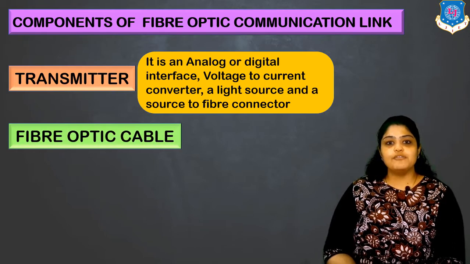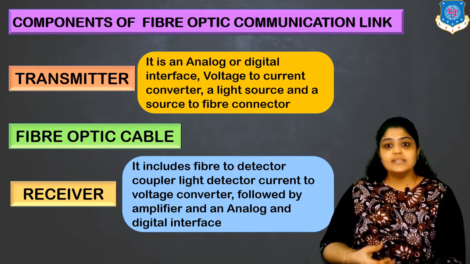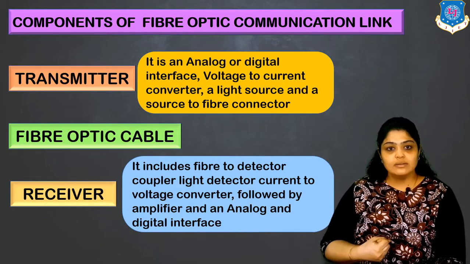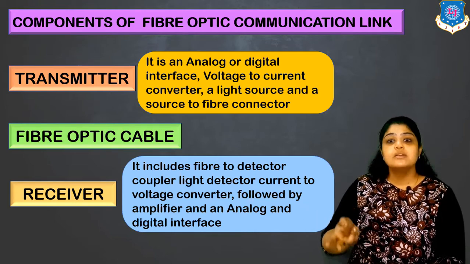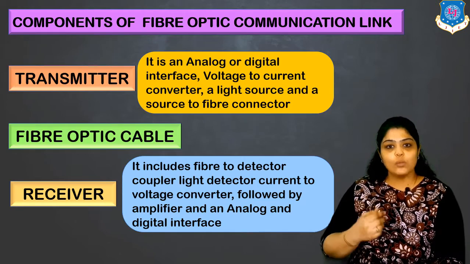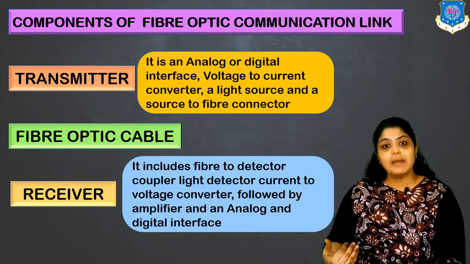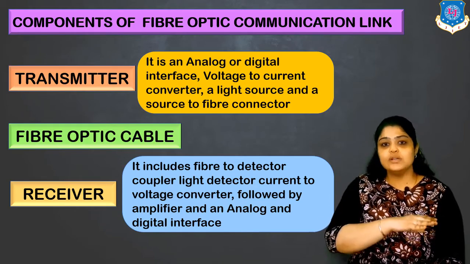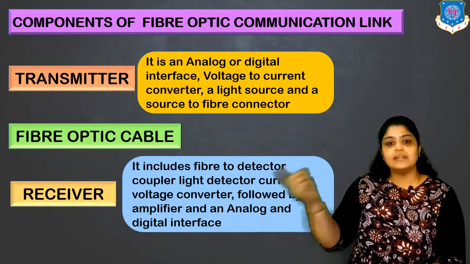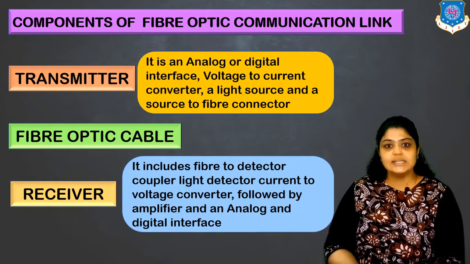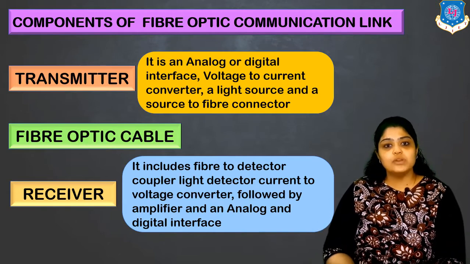Then secondly, we need a fiber optic cable, and the third important component is known as receiver. Receiver requires fiber to detector coupler. As in we had source to fiber, now we would require fiber to detector coupler. We require current to voltage converter, then we require an amplifier, and then we require an analog or a digital interface to convert the signal back into analog or digital form. If the signal was in analog form, at the output end also we would require analog. If the signal was in digital form, at the output end also we would require a digital signal. So these are the basic components which are mandatory for fiber optic communication system.